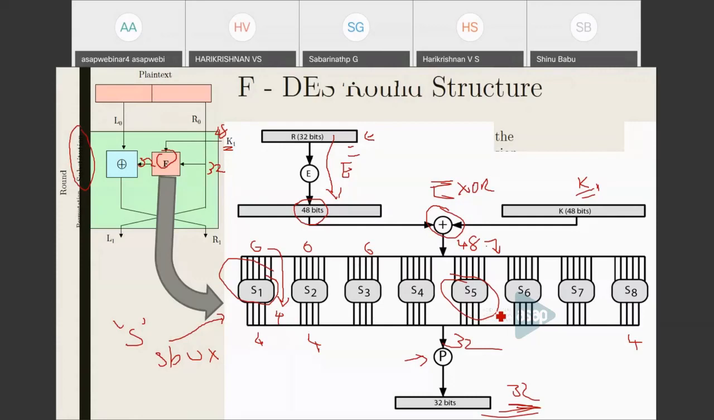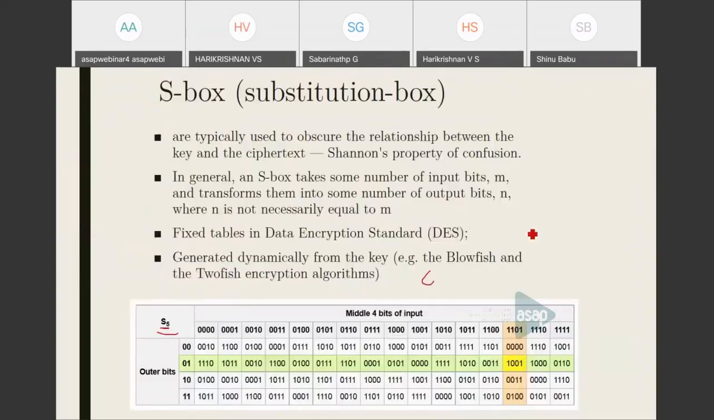So you have the substitution box, with a 6 bit input and a 4 bit output. This is a 4x16 box. From the 6 bits of data, you pick the first bit and the last bit: the most significant bit and the least significant bit. Either 0 or 1 for each. This most significant bit and least significant bit choose the row to be taken.